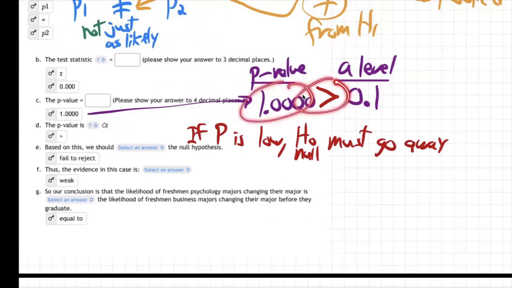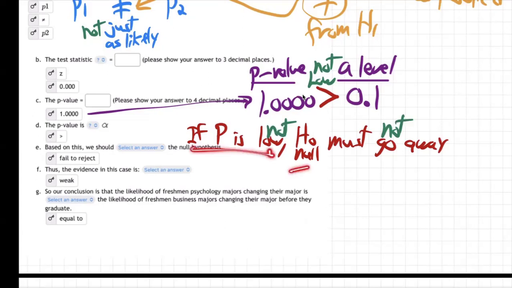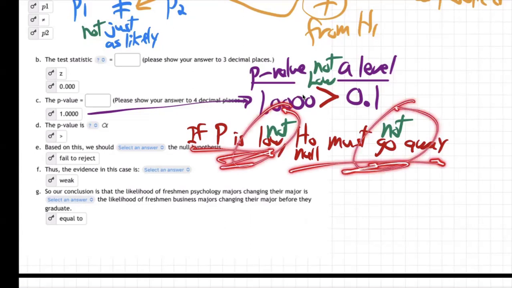No, our p-value is greater. So our p-value is most definitely not low. So that means we've got to put in a "not" here and a "not" there. Is that making sense? The original statement that we memorize: if the P is low, the null must go. So if the P is not low, the null must not go away. And that's us, because our p-value is greater right here.